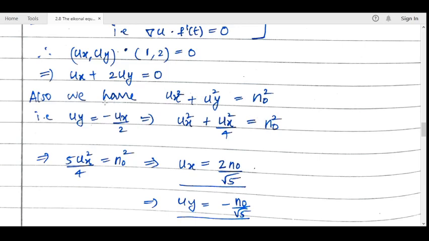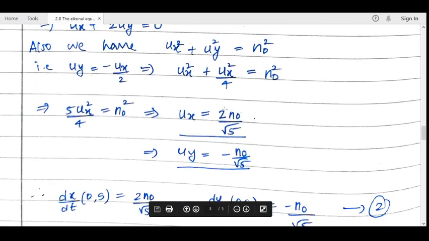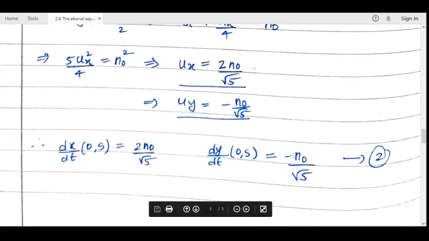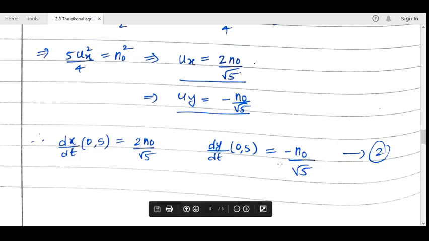What I did is I found uy from here and substituted here. So here also you will get two values, plus or minus. I have taken only one part. Ux I have taken as 2 n naught by root 5. So substituting the value of ux, we will get uy as minus n naught by root 5. So ux, uy give the second initial condition, that is dx by dt at 0, s is 2 n naught by root 5 and dy by dt at 0, s is minus n naught by root 5. We mark it as equation number 2.